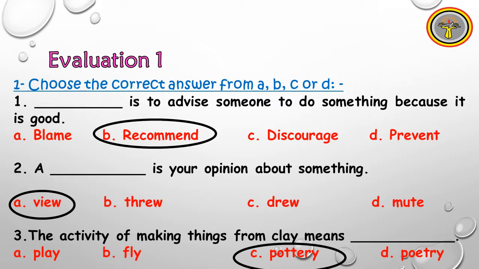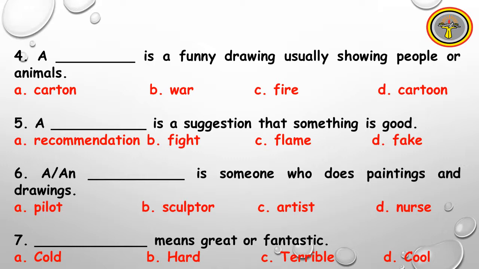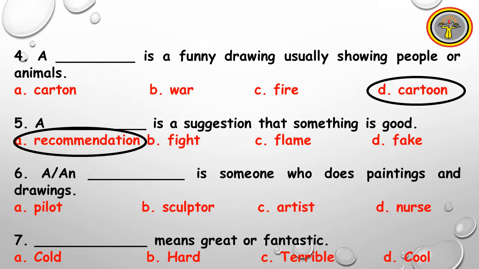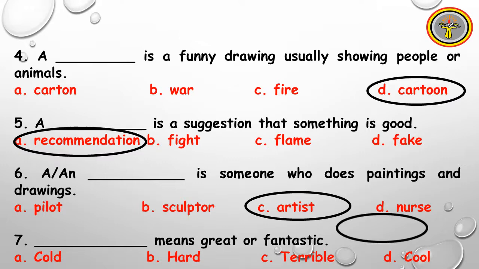Number four, a space is a funny drawing, usually showing people or animals. The correct answer is cartoon. Number five, a space is a suggestion that something is good. I think it's recommendation. Number six, A or N space is someone who does paintings and drawings. Of course, he's an artist. Number seven, space means great or fantastic. Of course, cool.